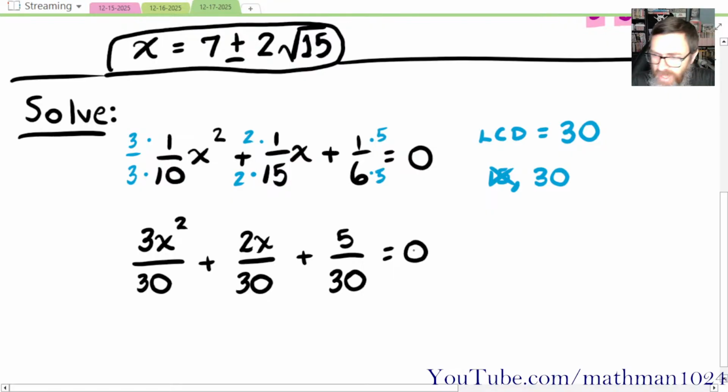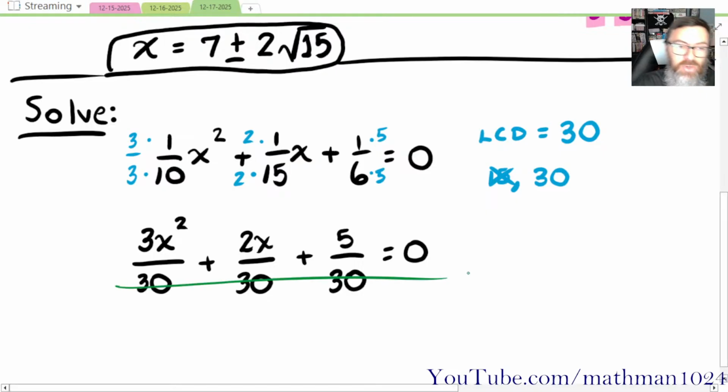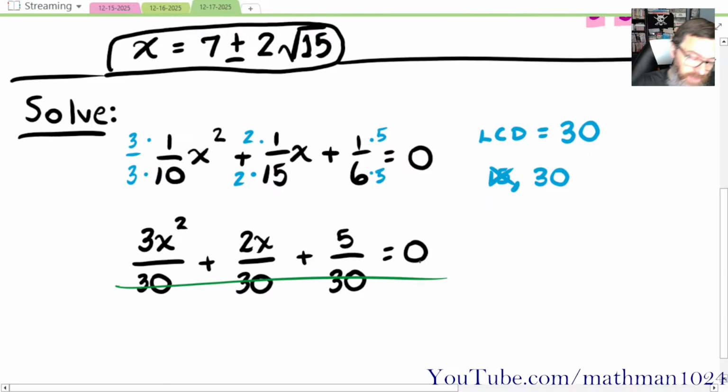Now, the great thing about this is that everybody here has the same denominator. And if everybody has the same denominator, we can just kind of ignore that right now. If everybody has the same denominator, that means we can form the equation from the numerators. And you might say, well, what about the 0? That's not over 30. You know what? I can make that over 30, and it's still going to be 0.